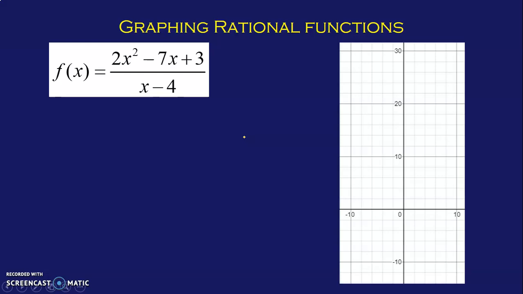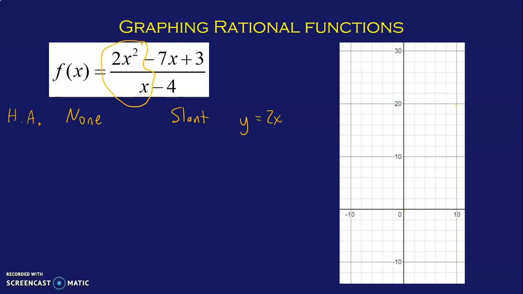All right, one more example. So we've got 2x squared minus 7x plus 3 over x minus 4. Again, I'm going to start with the asymptotes. For the horizontal asymptote, I'm going to look at the leading term. In this case, the exponent is bigger on top, so there is not a horizontal asymptote. But there is going to be a slant asymptote, and I'm going to simplify this. So y equals 2x is going to be my slant asymptote.